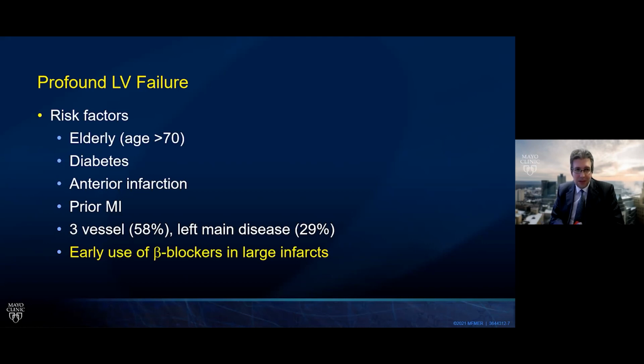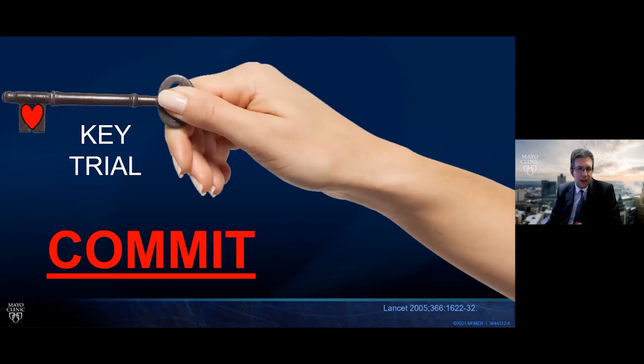This happens most commonly in those with multivessel disease or left main disease, again, thinking about the myocardial territory that's supplied. But this last one at first caught me off guard, early use of beta blockers in large infarcts, because I generally think of beta blockade as being a good idea. You know, this ends up being supportive. It's so much a part of the chronic care of patients with CAD. So what is the data that goes into early use of beta blockers in large infarcts causing profound LV failure?